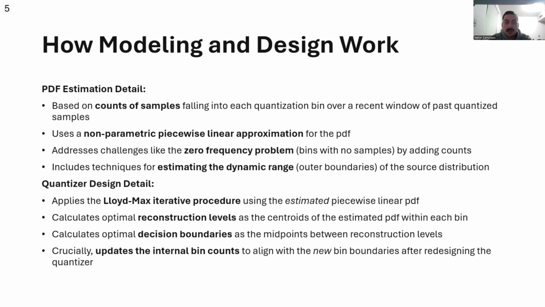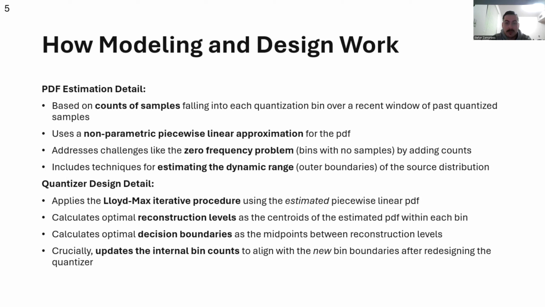For quantizer design, the algorithm applies the Lloyd-Max iterative procedure, but it uses the estimated piecewise linear PDF instead of the true one. It calculates the optimal reconstruction levels as the centroids of the estimated PDF within each bin, and the optimal decision boundaries as midpoints between these levels. After designing the new quantizer with its new boundaries, a crucial step is to update the internal bin counts to reflect these new boundaries, maintaining a running memory across updates.